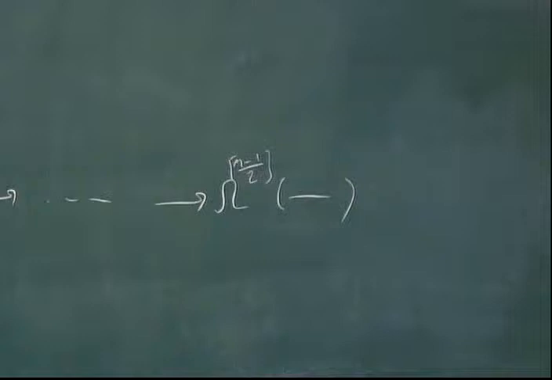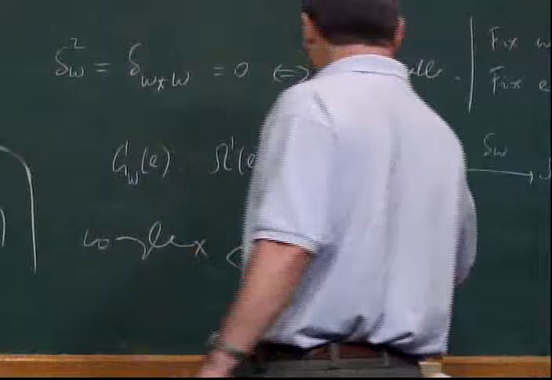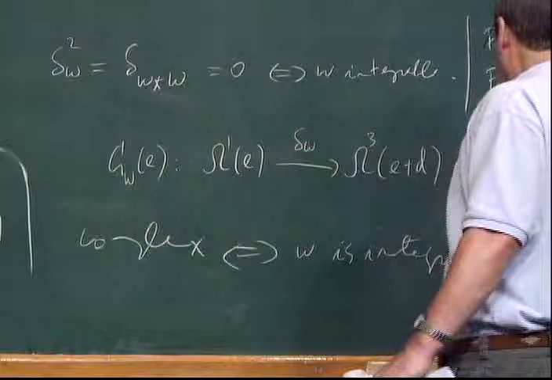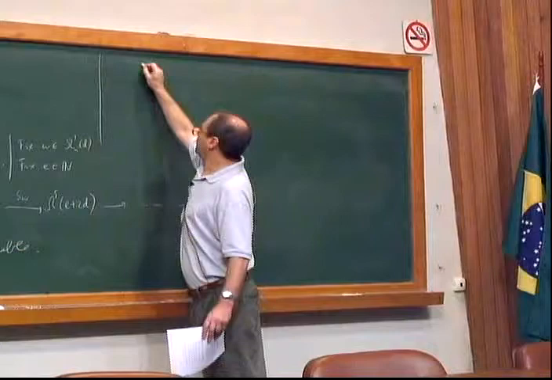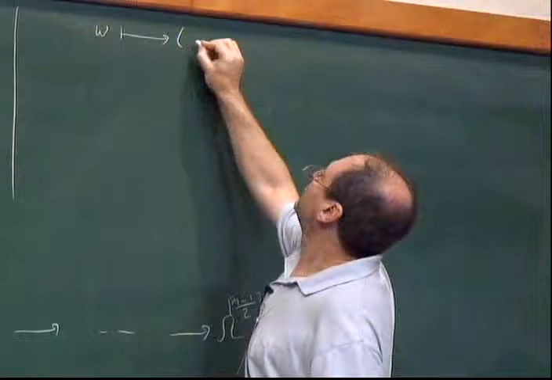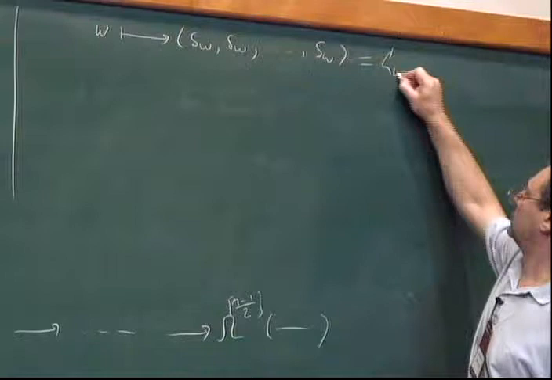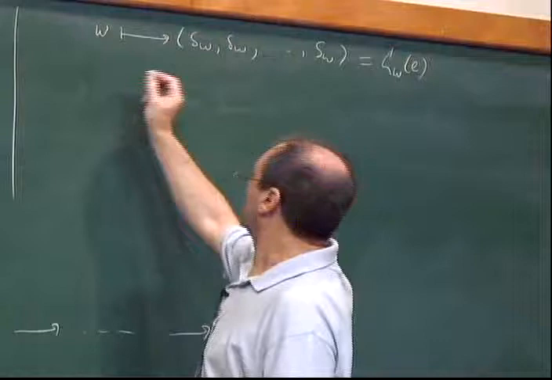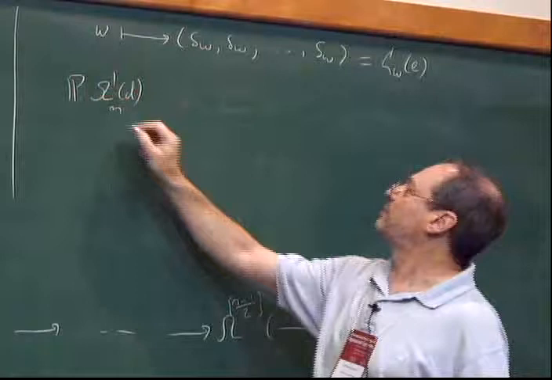And we know that it satisfies the condition of being a complex if and only if omega is integrable. So we can interpret this in the following way. I want to look at the map that sends omega to this collection, delta omega, and so on. Let me just denote this collection, the complex, C sub omega of E. The domain of this is the space of all omegas, omega 1 d. I'll just take the projective space of this vector space.